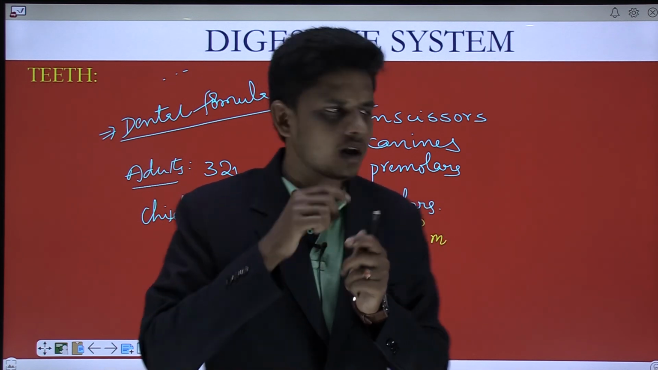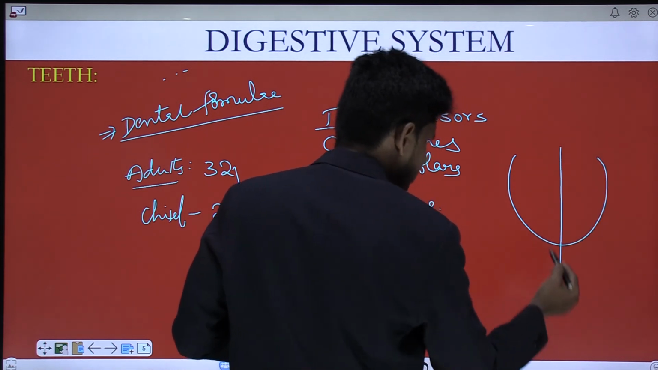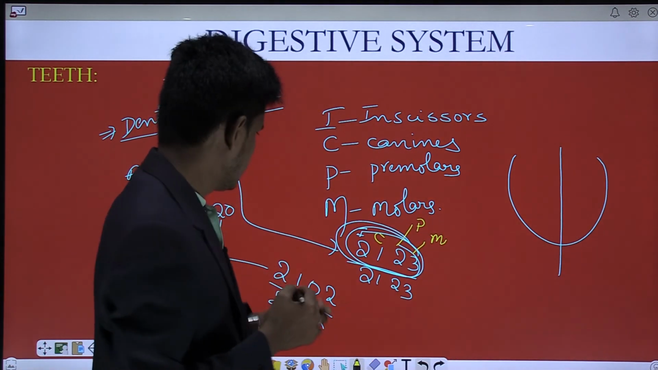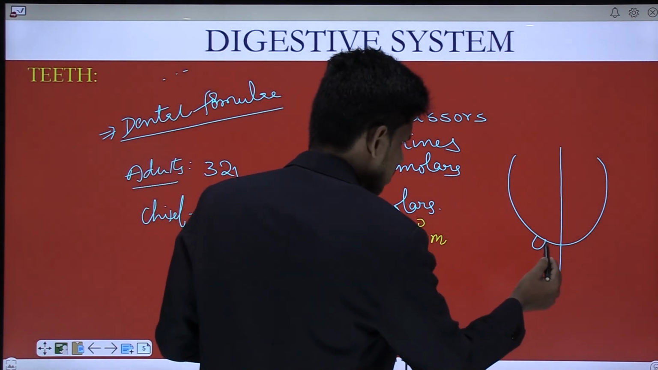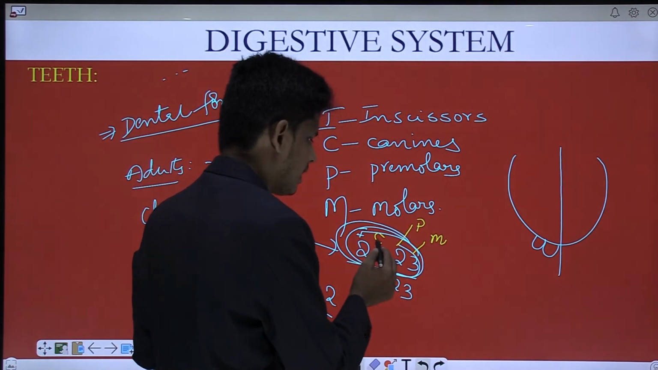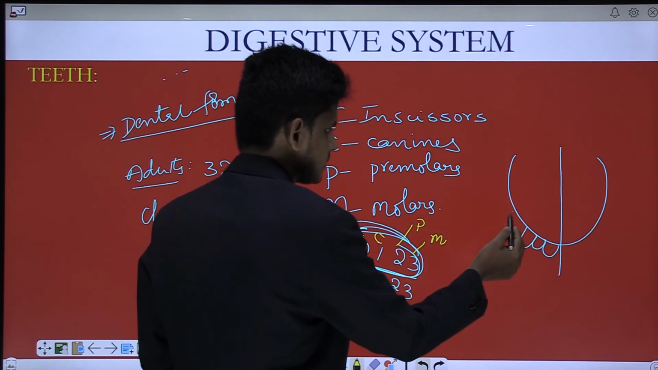And in this part, I am going to draw this. This is the lower jaw. If I take the half portion of the jaw, these are arranged as follows. And here, there are two incisors. And here, one canine and two premolars.